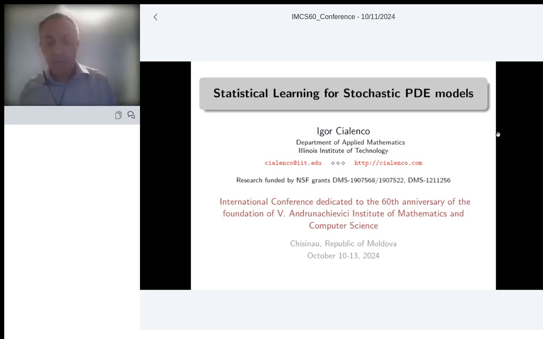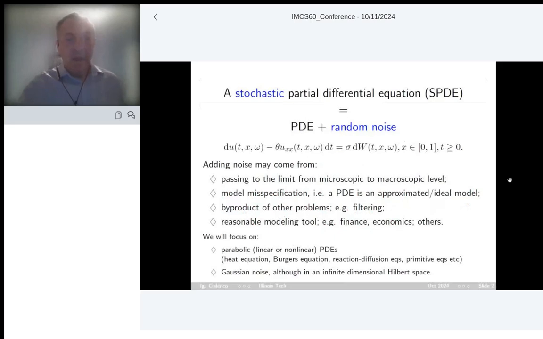I'll talk about statistical learning for SPDEs. I'm not listing any co-authors, but you'll see that I have a bunch of collaborators on this long-standing topic that I've been working on for some time. When I say an SPDE, I literally mean a PDE plus some random noise, in contrast to having random coefficients or random initial data.